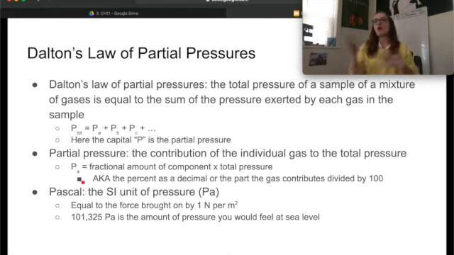But as a more qualitative way that we may have experienced Pascals, it's actually 101,325 Pascals. That's what you feel at sea level. So when you're just sitting around at sea level, you will feel 101,325 Pascals of pressure on you. We're pretty close to sea level here. We're not that far off. So this is relatively what we experience in our everyday lives.